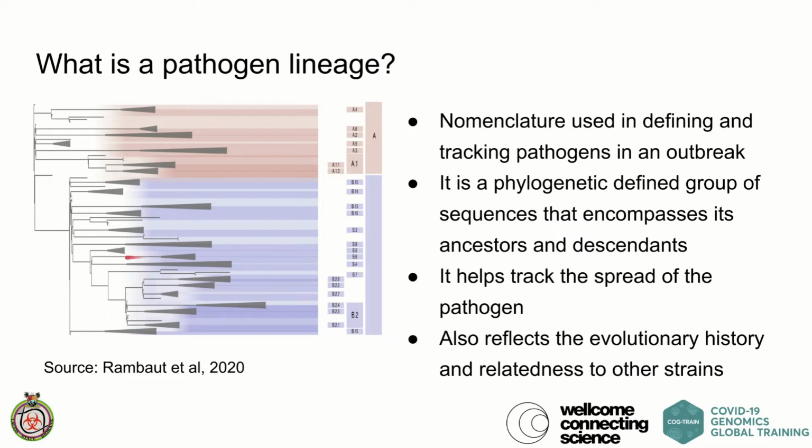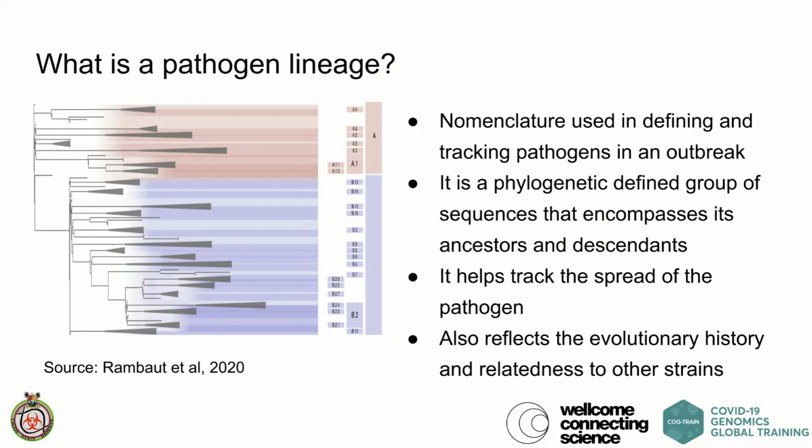And the way lineages are defined on a phylogenetic tree varies depending on the pathogen. For SARS-CoV-2, there are several ways to define lineages, and there are different nomenclatures used, or naming schemes used in defining these lineages, but they are all used to track the pathogens. That is, the names given to them are easily used to pinpoint what lineage is circulating within the community, and therefore it helps to track the spread of that pathogen.